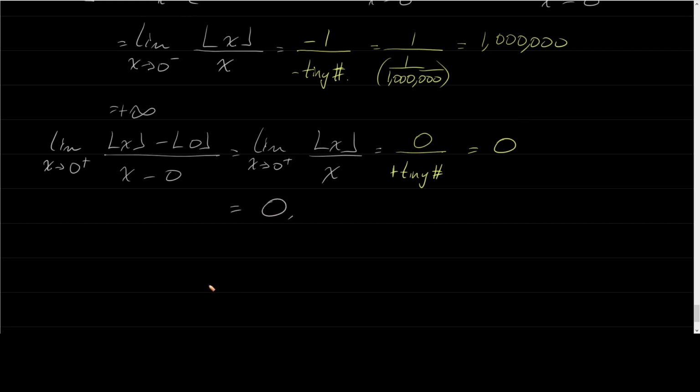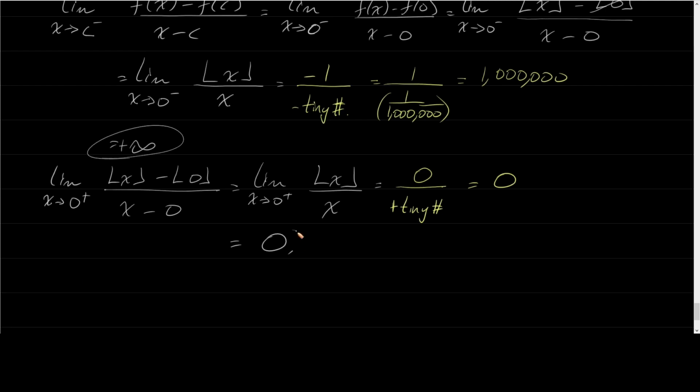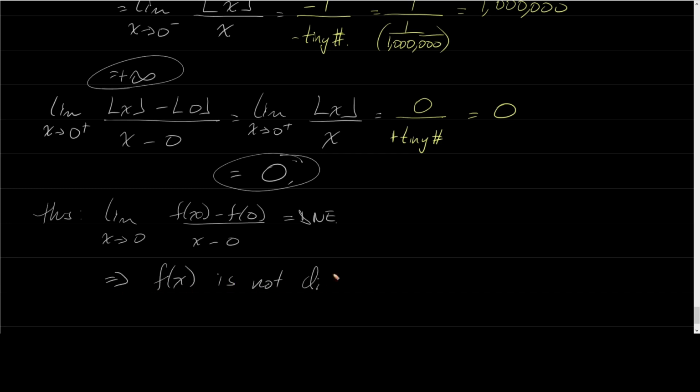But notice what happened. From the left, we went to positive infinity. From the right, we went to 0. So thus, the limit as x goes to 0 of f of x minus f of 0 over x minus 0 does not exist. Which implies that f of x is not differentiable. By the way, I abbreviate differentiable this way, diffable. So f of x is not differentiable at x equals 0.